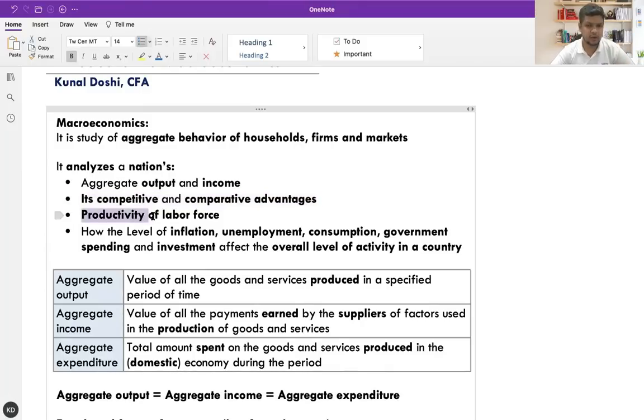Productivity of labor force. What do you mean by productivity? Anyone? Everyone? What do you mean by productivity? Have you heard this word productivity? Yes or no? Yes. Okay. So productivity is how efficiently the labor is being utilized. How efficiently the labor is utilized, right?